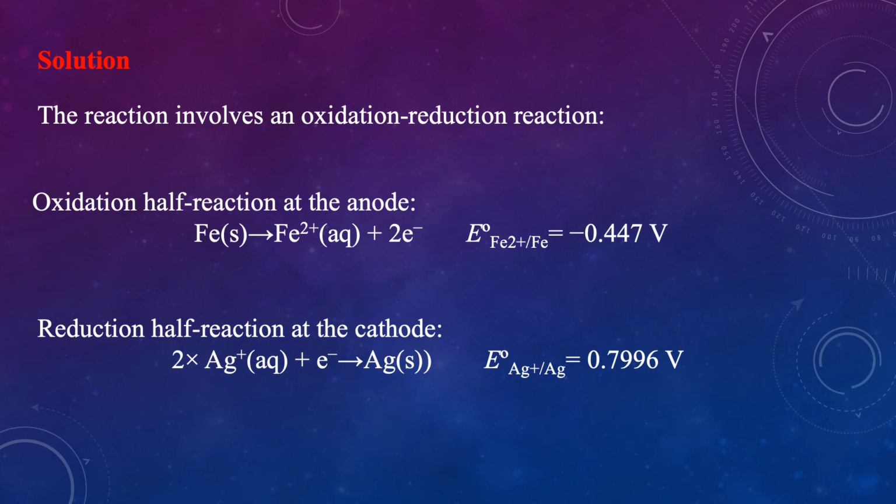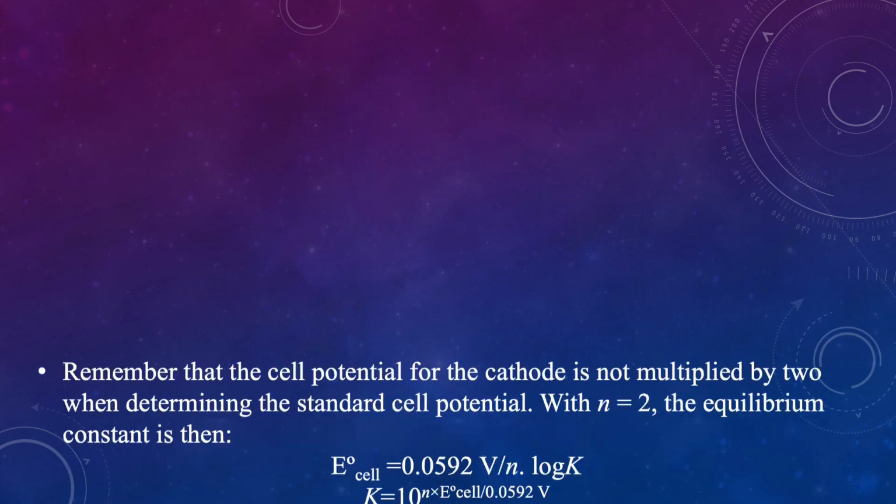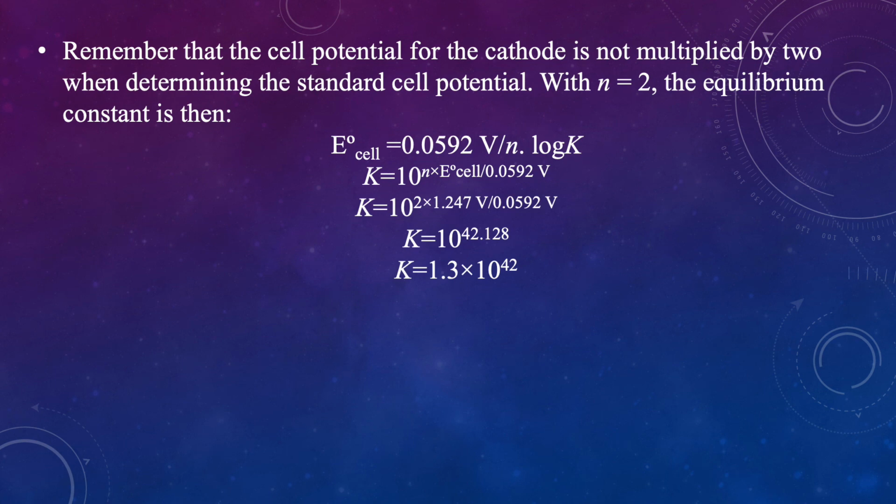To find the first quantity, which is the standard cell potential for the cell, we apply the formula E naught cell equals E naught cathode minus E naught anode. By substituting the given values, we find that E naught cell equals positive 1.247 volts. Remember that the cell potential for the cathode is not multiplied by 2 when determining the standard cell potential E naught cell.